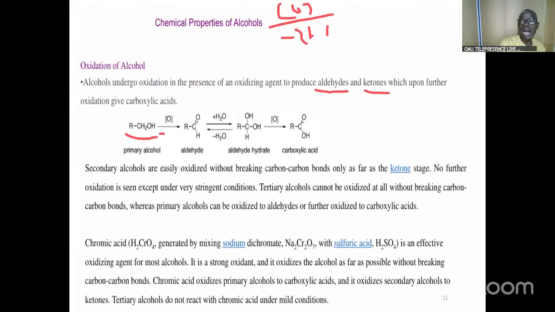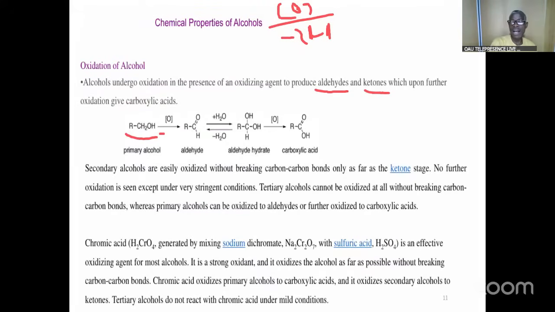It's either you add oxygen or you remove two hydrogen. Okay, so for a primary alcohol, if you oxidize it, it will give you aldehyde. If you oxidize it further, it will give you a carboxylic acid. But if you have a secondary alcohol, if you oxidize that, then you obtain a ketone.